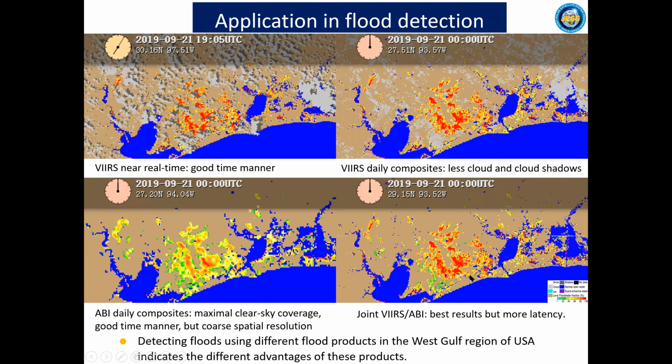And the bottom right one is the joint VIIRS-ABI flood product. We think this one has the best result. It is cloud free and also keeps the fine inundation detail from the VIIRS flood map. But this one is available at the end of the day, so it has more latency.